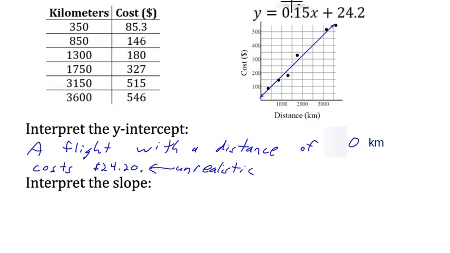Now, the slope of the line is 0.15, which means that for every extra kilometer, the predicted cost increases by 15 cents.